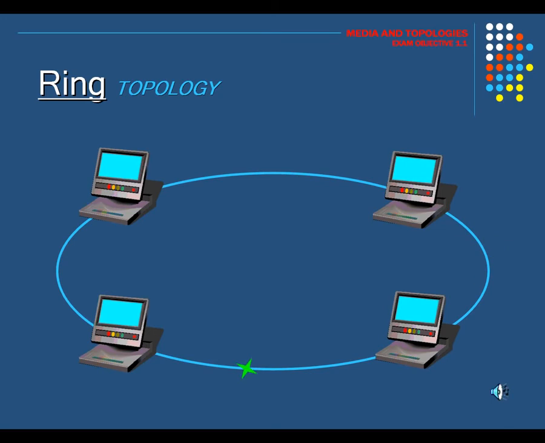This kind of topology is rarely used today. The advantage of a ring topology is that they are easy to install and easy to troubleshoot. However, the disadvantage would be that if just one of these computers goes down, or if there was a single break in the cable, then all data flow would be disrupted.